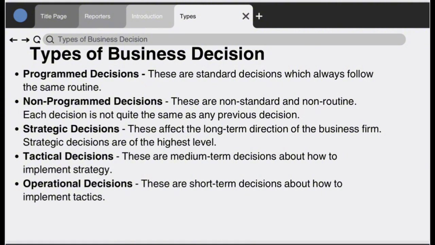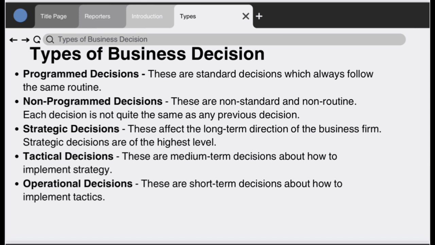Types of business decisions. There are five types of business decisions according to Richard Bowen: program decisions, non-program decisions, strategic decisions, tactical decisions, and operational decisions. For program decisions, these are standard decisions which always follow the same routine. For non-program decisions, these are non-standard and non-routine. Each decision is not quite the same as any previous decision.